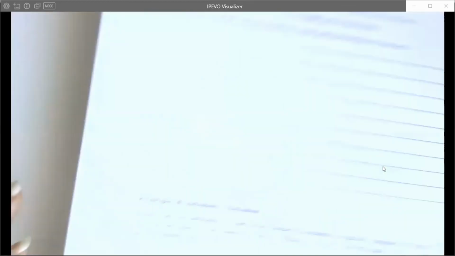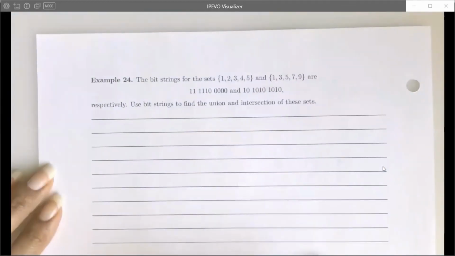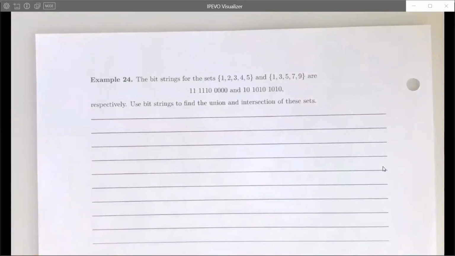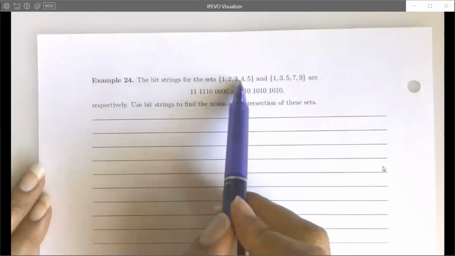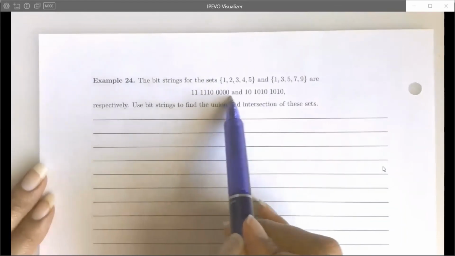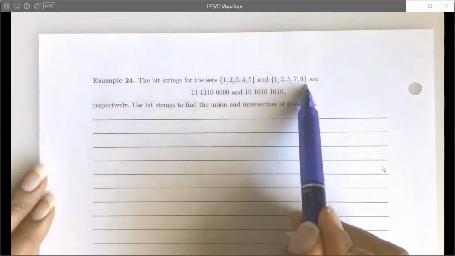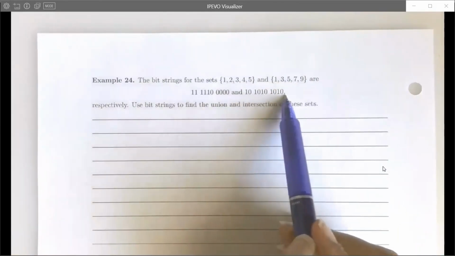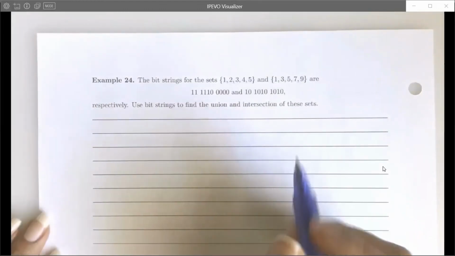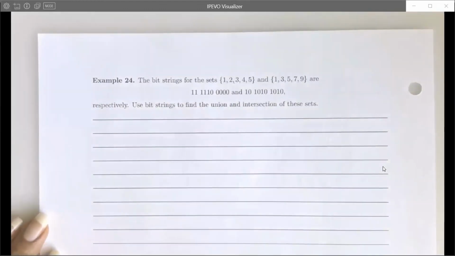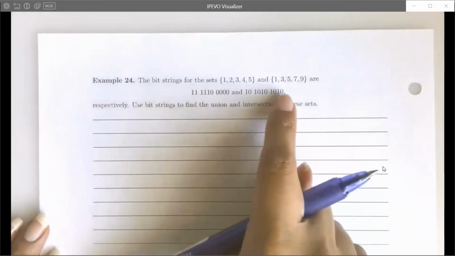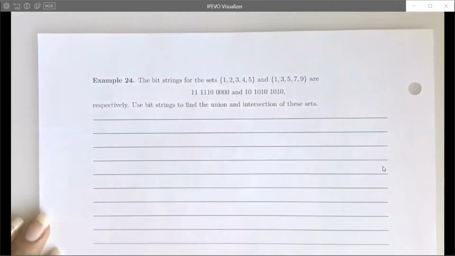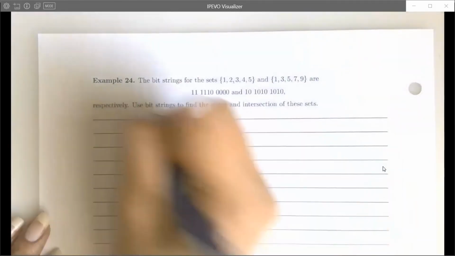So now that we're using this representation, we can use disjunction and conjunction to find the union and the intersection of the sets. So for instance, let's say that we have the set 1, 2, 3, 4, 5, which is represented by this bit string, and 1, 3, 5, 7, 9, the set of odd integers, which is represented by this bit string. If we want to find the union of the two, we would use disjunction of the 2 bit strings, and the disjunction would be defined bitwise, so bit by bit. What does that mean? Well, let me just write down the bit strings.